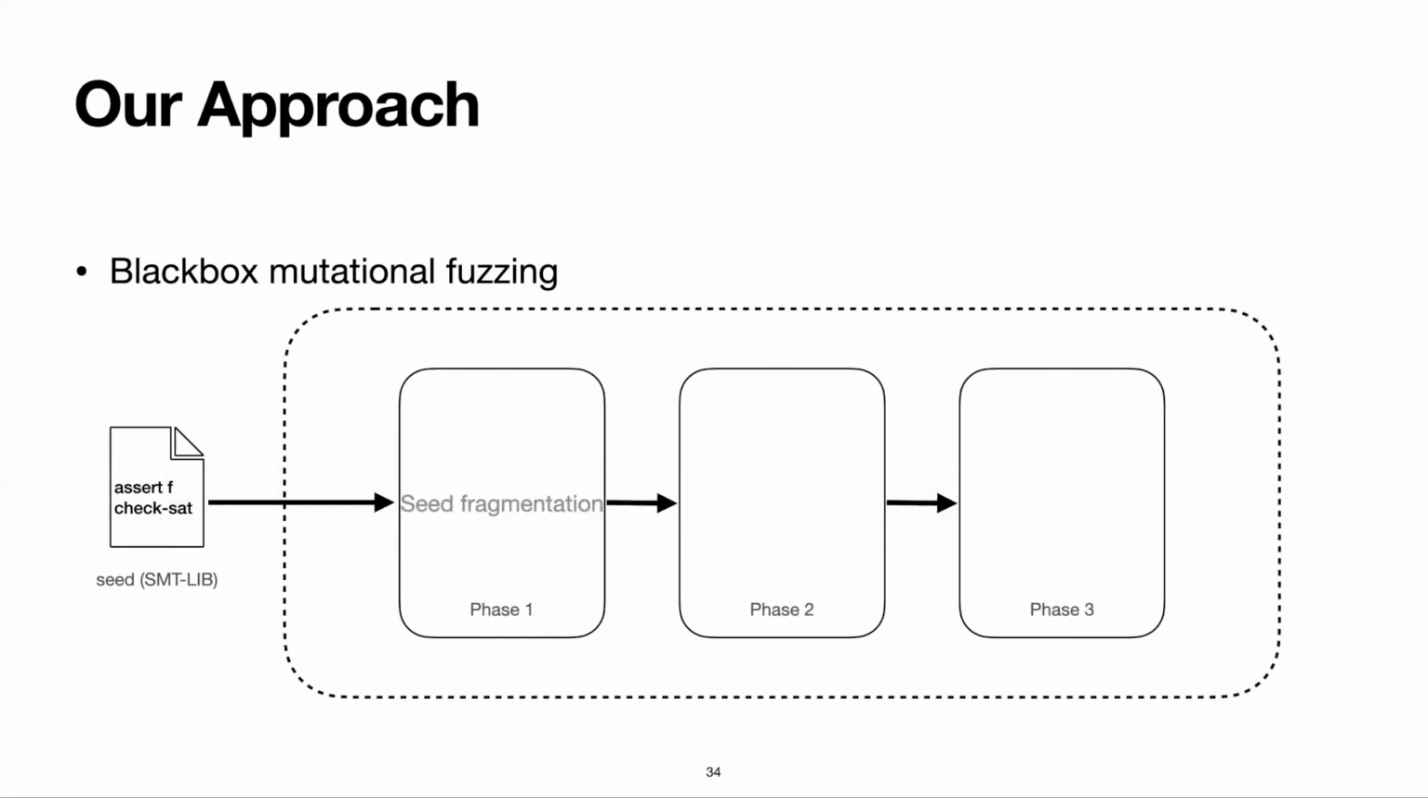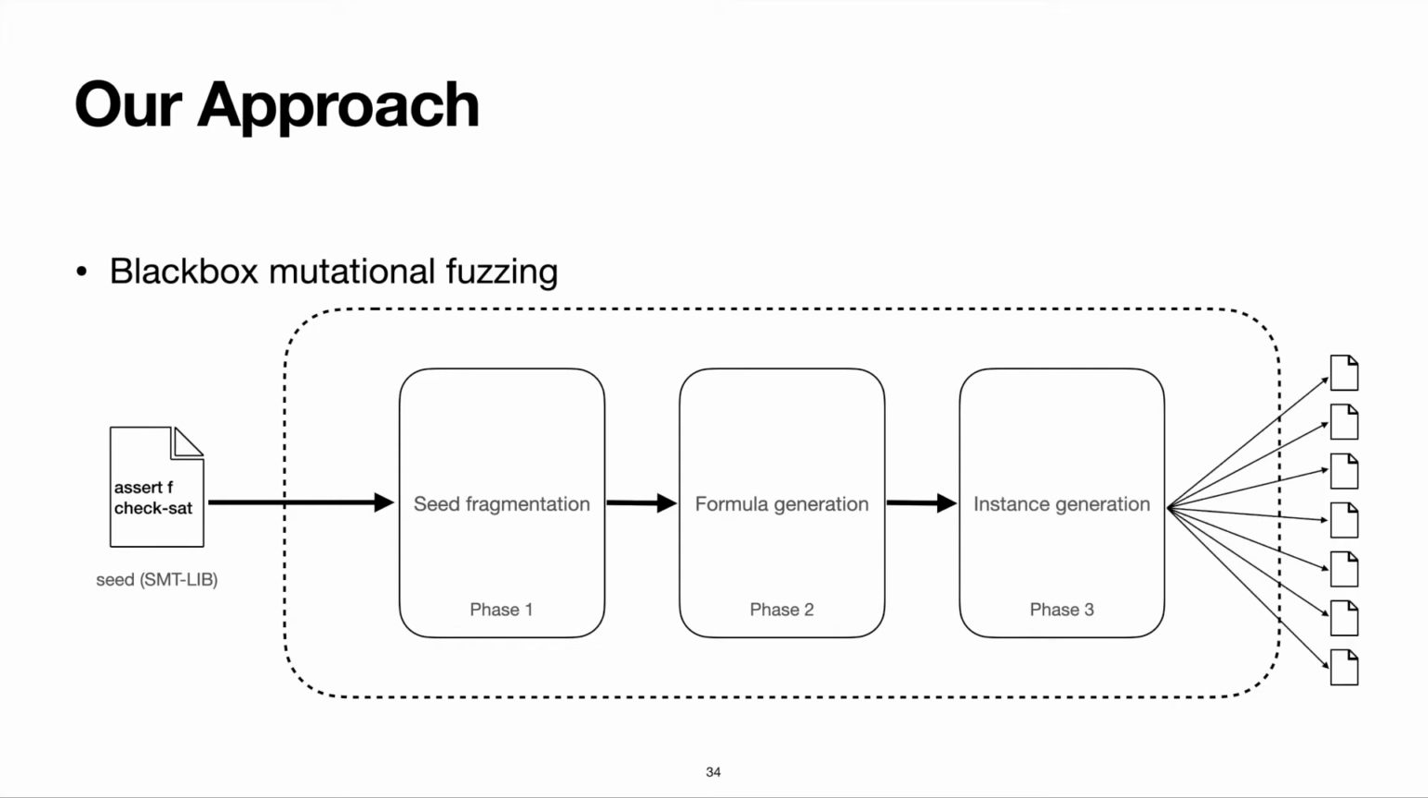Phase 1 is called seed fragmentation, Phase 2 formula generation, and Phase 3 instance generation. And of course, the output is n new SMT instances that can be used to test the SMT solver. Let's start with Phase 1.